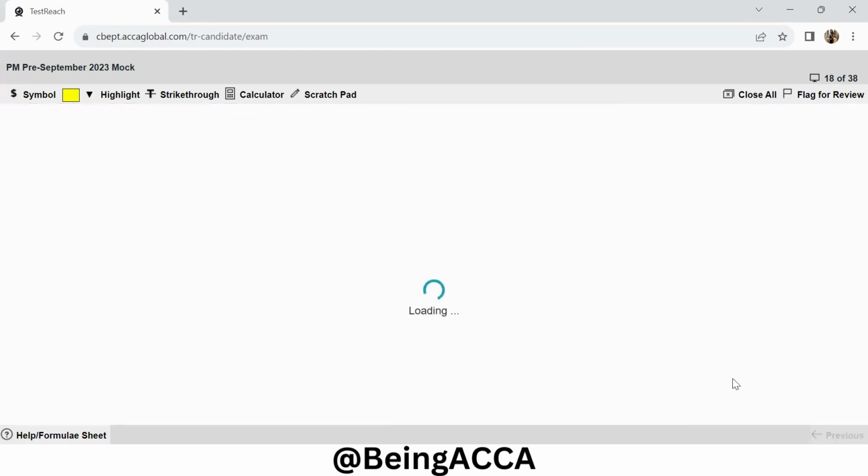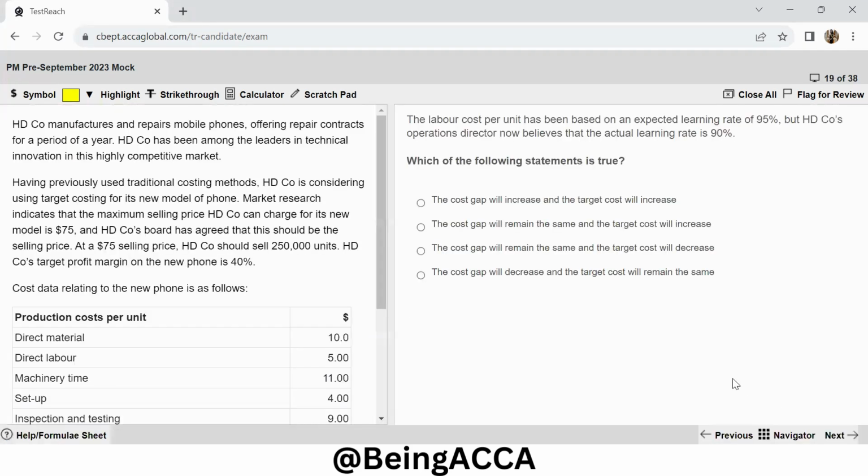Now let's move to the next one. This is question number 19. The labor cost per unit has been based on an expected learning rate of 95%. But HD Company's operations director now believes that the actual learning rate is 90%. So now we have to select which of the following statements is true.